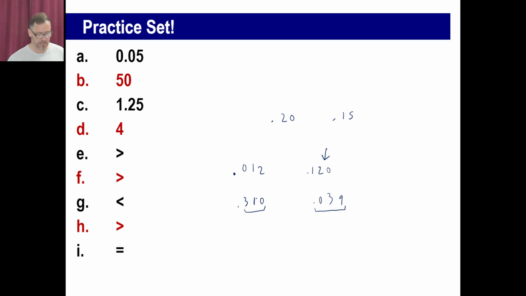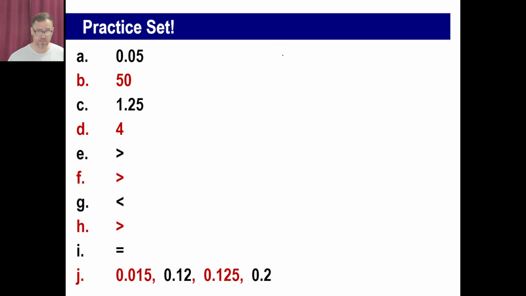All right, pause it and try the last one, J. All right. How's that? Least to greatest? Let's take a look at them. I'm just going to erase everything on the slide, just in case. So 0.12 is the first one. We got 0.125. Let's just line them up. 0.015 and 0.2.